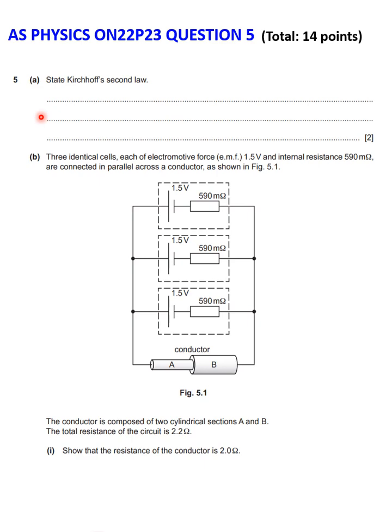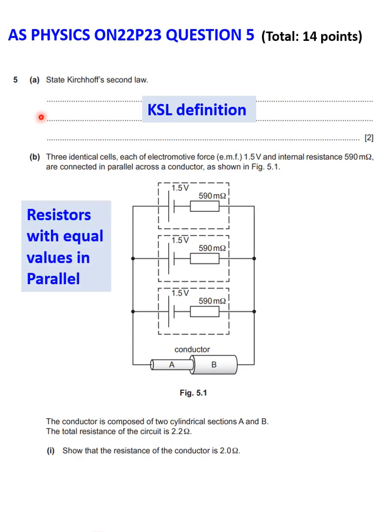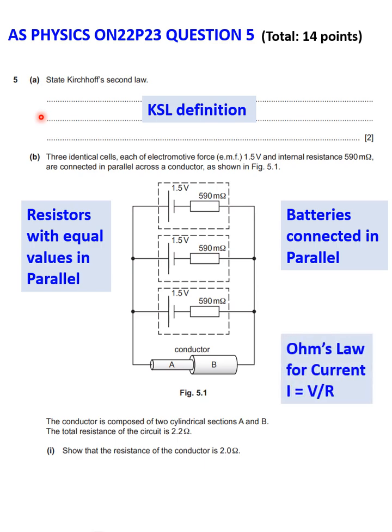This question evaluates your circuit skills, resistance of a wire, and drift velocity, with 14 total points for one question. You need to know how to write Kirchhoff's second law definition, analyze resistors in parallel when they have equal values, the effects of batteries connected in parallel, and how to calculate current using Ohm's law.